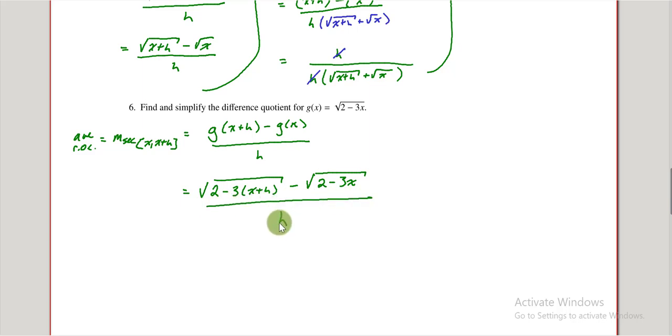all over h. Folks, I want to point out that in this case, when I went to evaluate g of x plus h, there's the input variable x, and everywhere I saw the input variable x, I replaced it with x plus h when computing this g of x plus h here.